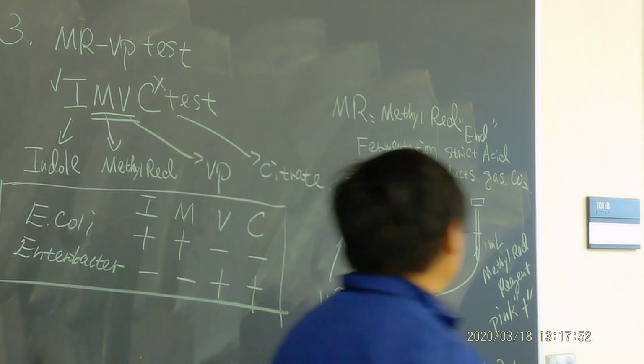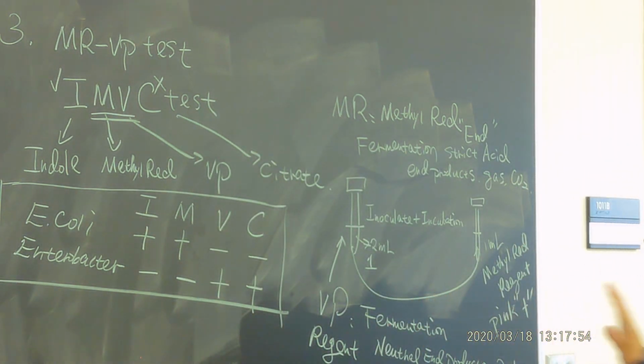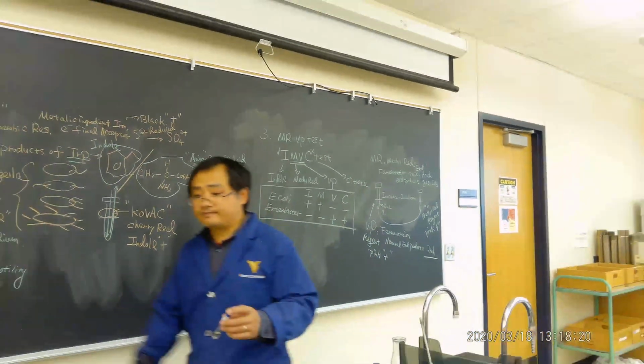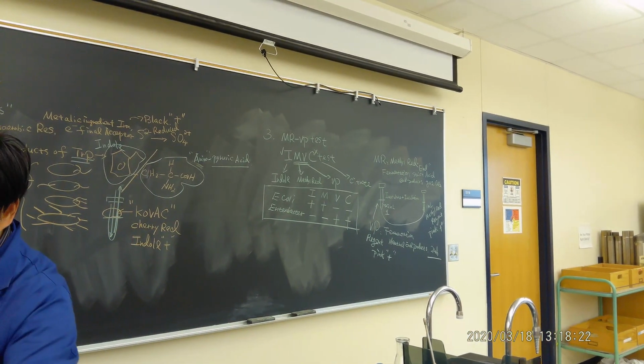And another thing is that for the VP, you may not see it immediately. So the tube you're going to put on your tray or in your rack for another week, and it may show pink color. Okay, so that's what I'm telling you. That's a little bit complicated. So VP, which we're testing, is neutral end products instead of acid end products. Okay, so this is a third test.